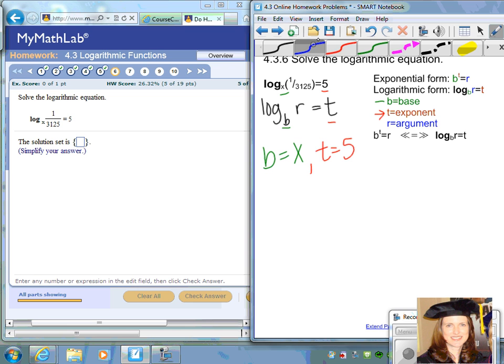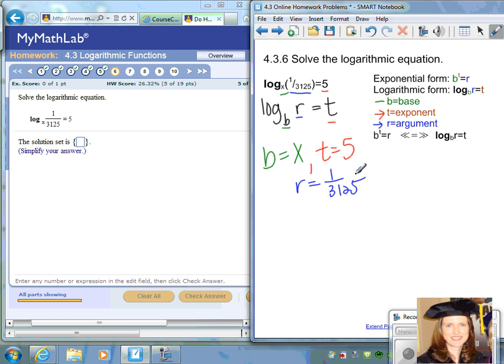And then the last part out of the three that you can identify is the argument. R is equal to the argument. The argument r is equal to this fraction 1 over 3125. Anytime you can write an equation in logarithmic form that has three parts, you can convert it to exponential form. We're going to convert it by rearranging those three parts. b to the t is equal to r.